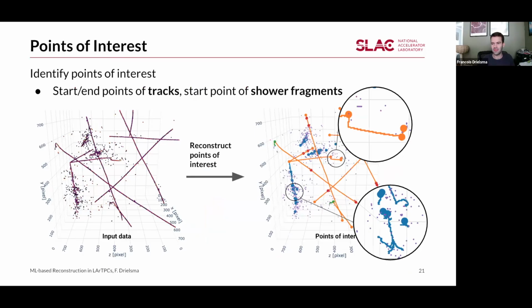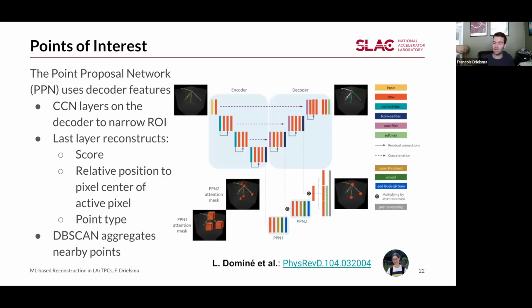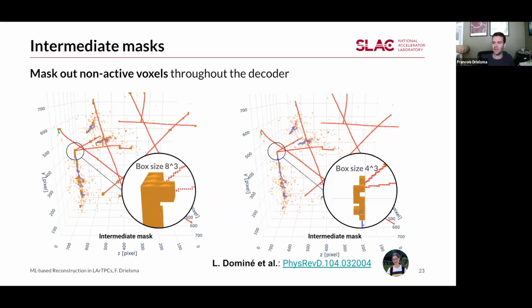The next step is to identify points of interest in the image. That would be the start and end points of tracks and also the start point of shower fragments. At this stage, we reuse the UNet that I just described. The only difference is we add a few convolutional neural network modules on top of it. The goal of these is to progressively extract regions of interest inside of the image at different levels of resolution. So we start by producing a mask at the deepest layer of the UNet.